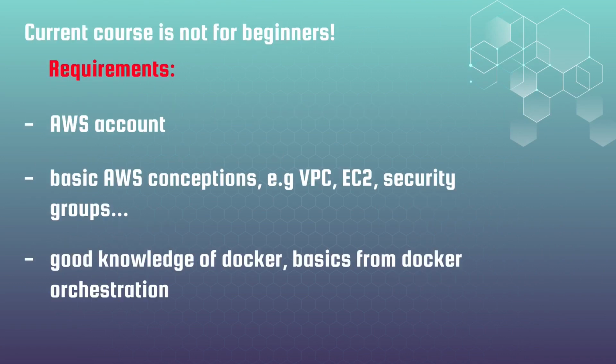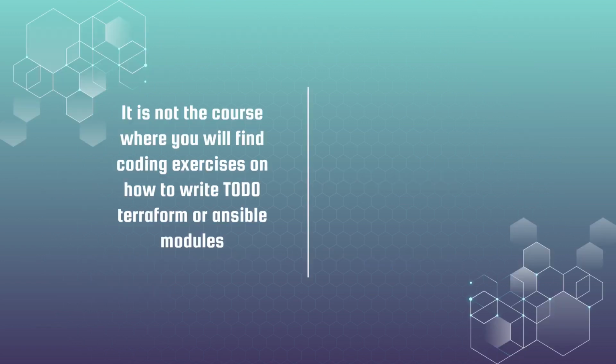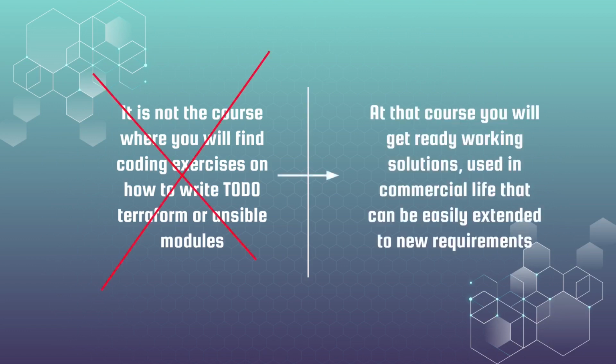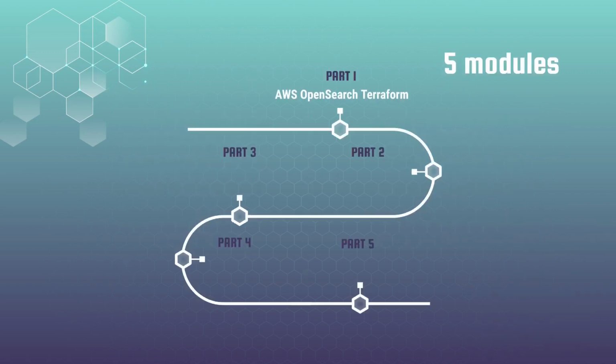First of all, I want to note that this course is not for beginners. To start it, you should know Terraform and Ansible basics. You need to have an AWS account and understand basic AWS concepts like VPC, EC2, and security groups. You also have to be good at Docker and be familiar with Docker orchestration. It is not a course where you will find coding exercises on how to write Terraform or Ansible modules. In this course, you will get ready working solutions used in commercial life that can be easily extended to new requirements. The course consists of 5 main modules.